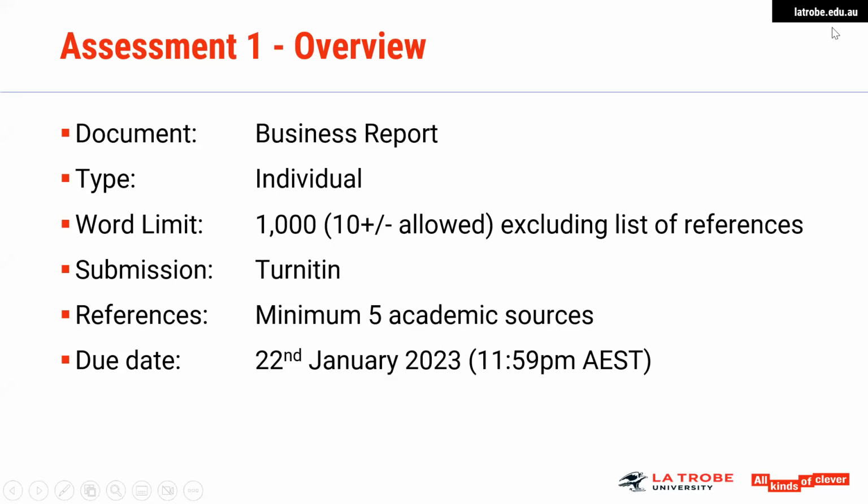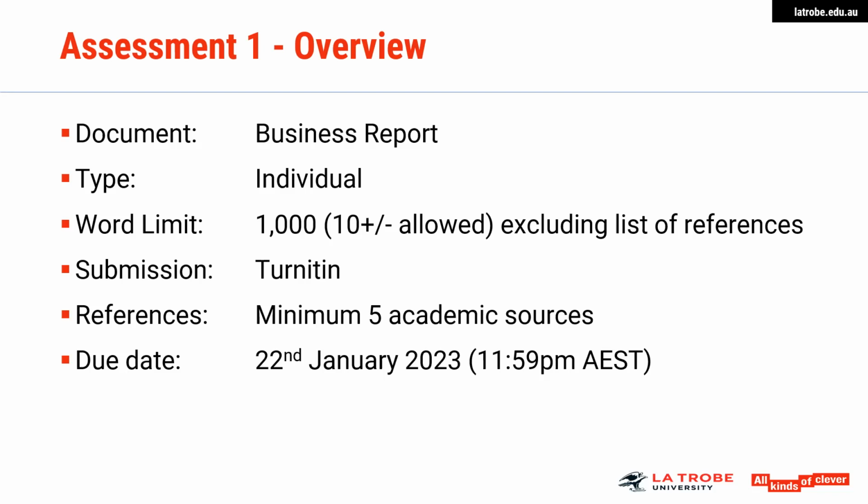This is an individual report. You have a 1,000-word word limit. It's not going to take you very long to use those 1,000 words. So try and be really concise with your answers and make sure that you are referencing as many academic sources as you can. There's a minimum of 5 academic sources for this assessment. It's due on the 22nd of January, which means you have this weekend and next weekend to work on your assignment and just the week in between. So please try and get as much done this weekend as you can and let me know if you have any questions.